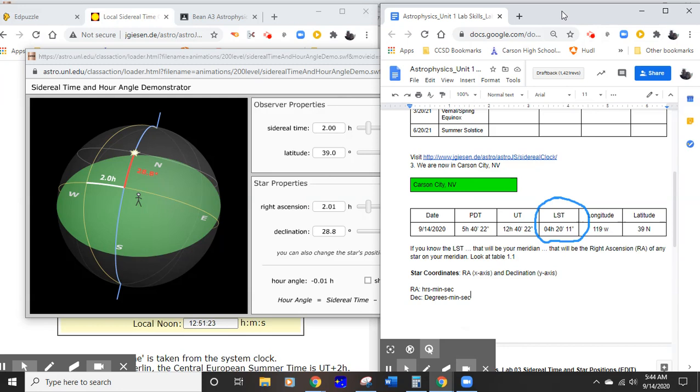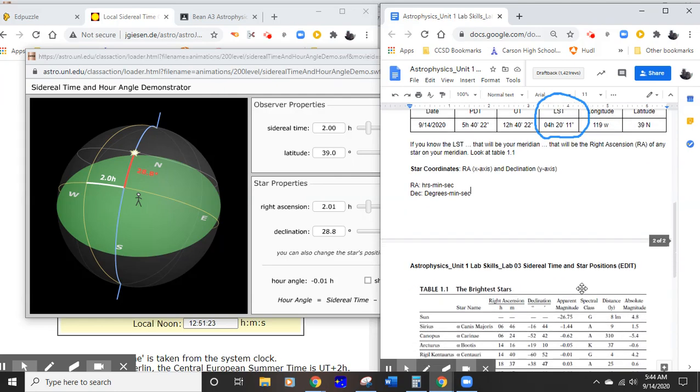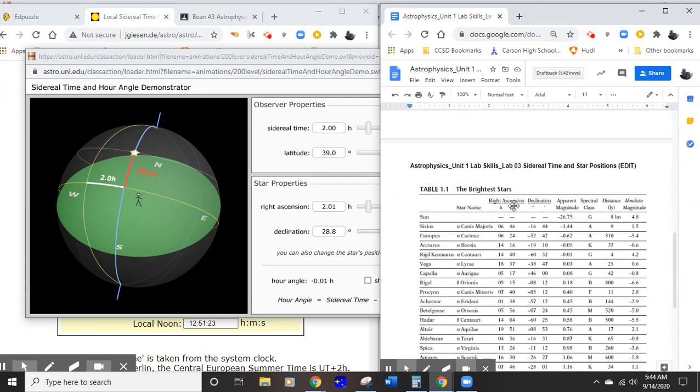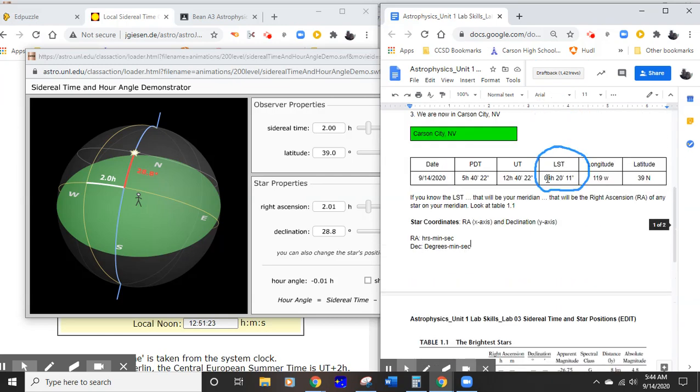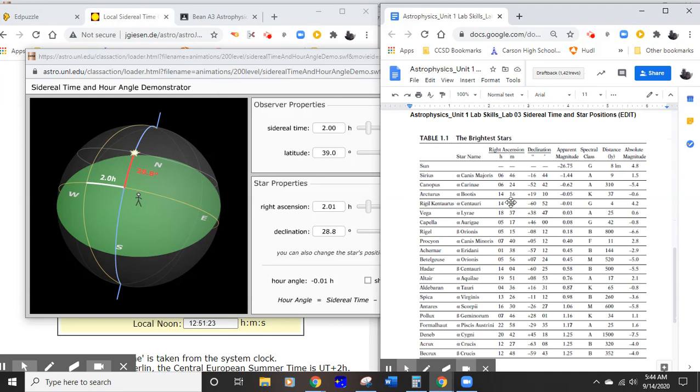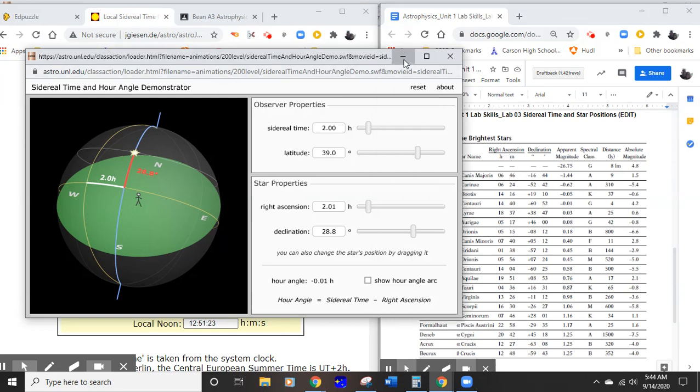So if I know local sidereal time, it is my meridian. More importantly, local sidereal time is also the right ascension of any star that's along my meridian. So I know the local sidereal time, it's my meridian, and these are the values, these are the stars that might be on my meridian right here. So let's take a look. Let me go ahead and minimize this.